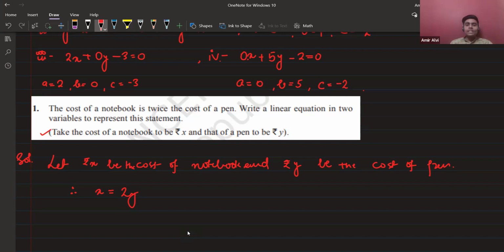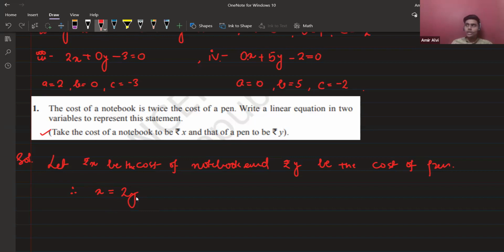Okay, very good. So Simran, if the cost of the pen is 1 rupee, the cost of the notebook will be 2 rupees. Simple. Now if I write 1 instead of y here, what will be the cost of x? 2 into 1, yes, 2. So if we have to make x and y equal, we have to multiply y by 2 because y is smaller. If x is greater, y should be multiplied by 2. Is that point correct?